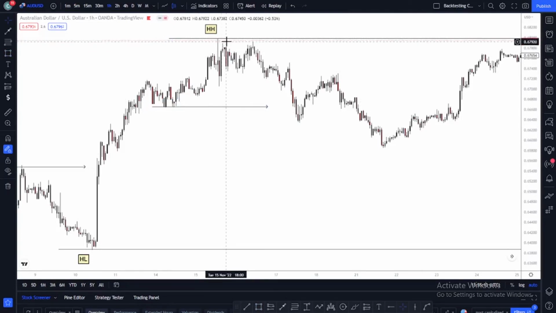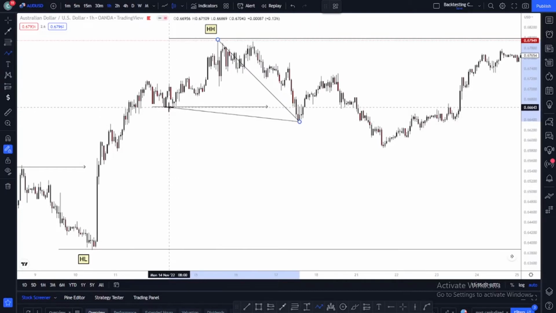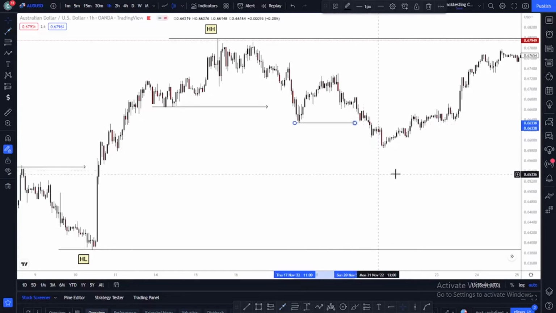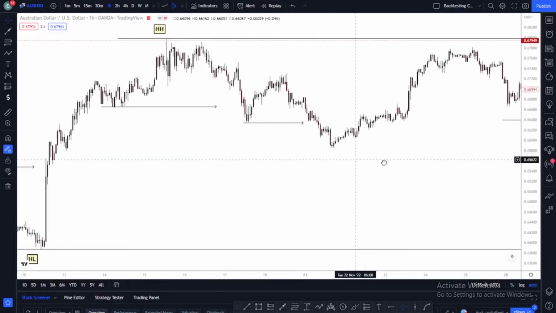After price made this higher high, what did it do next? It came back and broke structure. Why do I say price broke structure? Because price closed above our H1 higher low. So at this point, we say price has broken structure. Okay, so after it broke structure, what did it do? It created a lower low. Remember, price created a lower low.